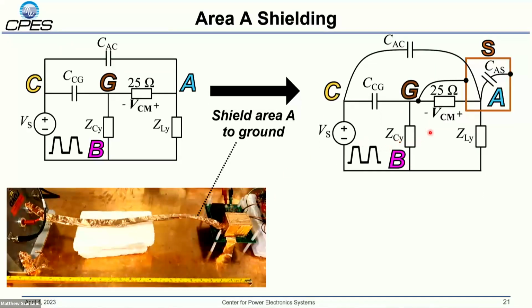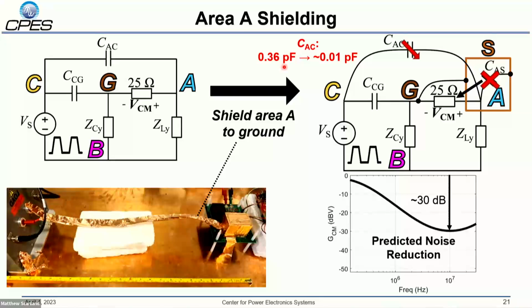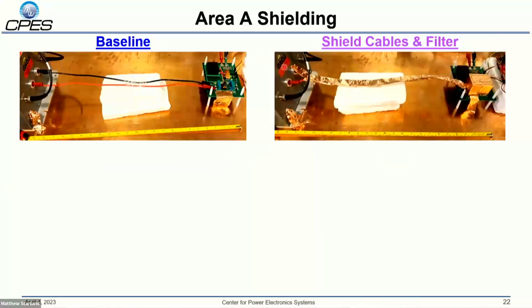The model is slightly modified. There's now some coupling between area A and the shield. However, this coupling is just in parallel with a very small impedance of our LISN, so it has basically no impact on the noise. You still have some coupling from area A to C. Even though you shielded area A, there will always be some leakage flux. But in this case, the coupling is effectively reduced by over 30 times. As a result, using our model, we predict a noise reduction up to 30 dB with the shielding technique.